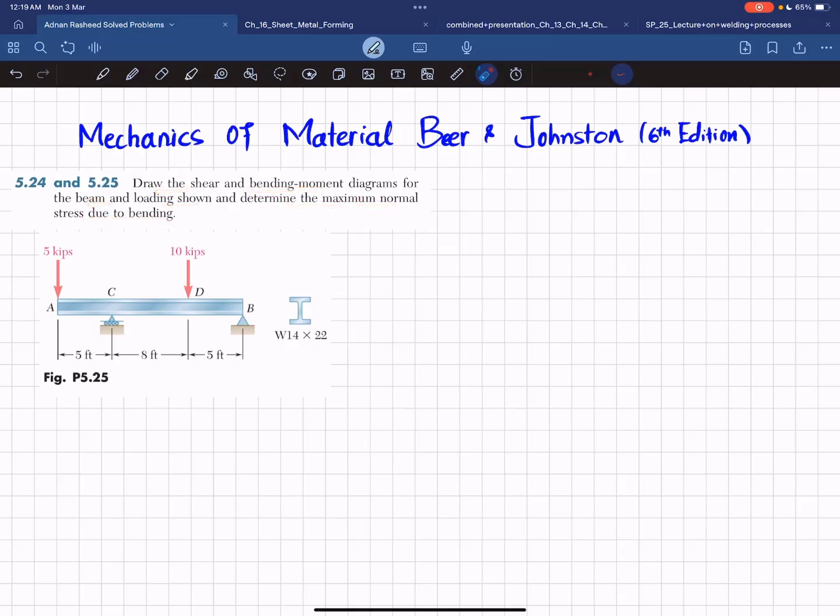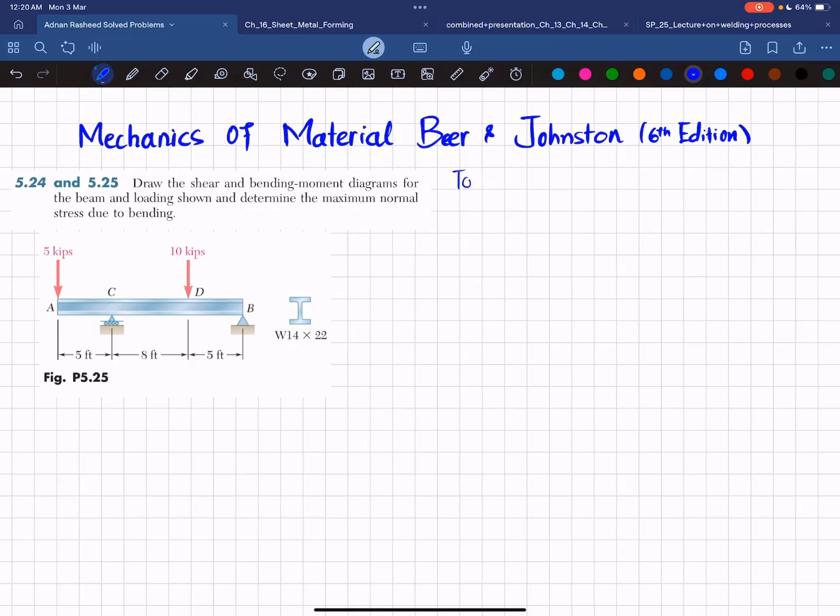So you can see this is an overhanging beam AB having a roller support at point C, and at point D you have a pin support. At A you have a 5 kips load, and at D you have a 10 kips load. And this is a wide flange beam W14 by 22. So you have to determine the shear force and bending moment diagram and determine the maximum normal stress.